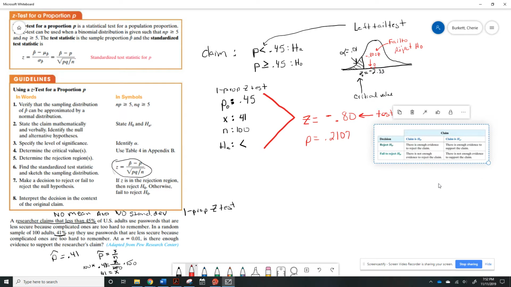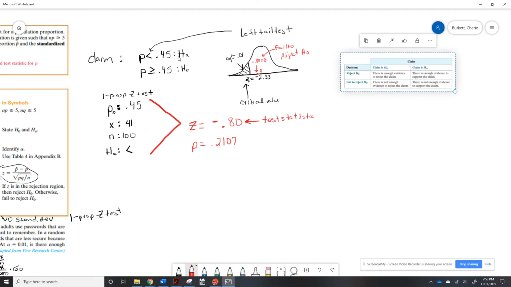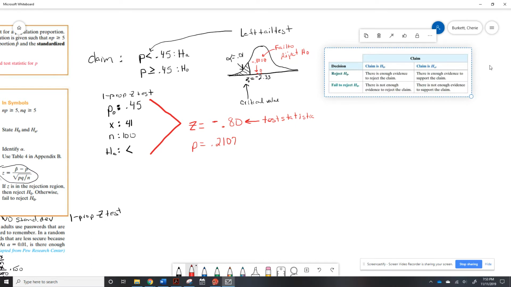Okay, so here's how we use the cheat sheet. All right, so the claim right here was my alternative hypothesis. So my claim is the alternative hypothesis. That's what that says. So I'm going to go down this column and pick one of these. I failed to reject, and my claim is my alternative. So this is the sentence structure that I'm going to put. My conclusion is going to be, I'll write it in blue.